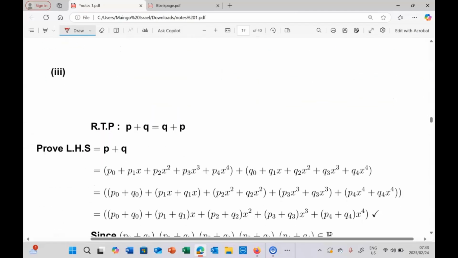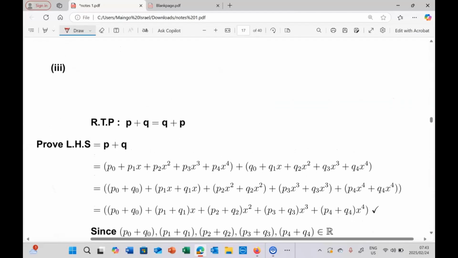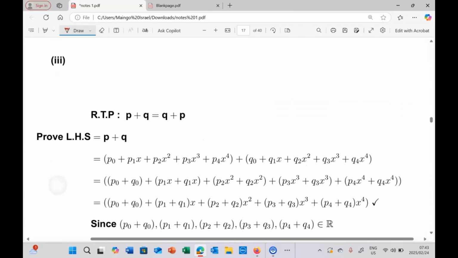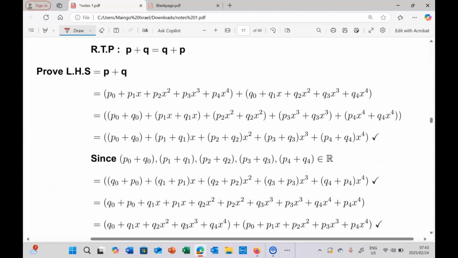So now let's look at Roman figure number 3, where we're proving the commutative property. So we're required to prove that p plus q is equal to q plus p. So that's what we're required to prove. So what is p? p is p naught plus p1x plus p2x squared plus p3x cubed plus p4x to the power 4, and q is like this. Also we know that because we've defined this.